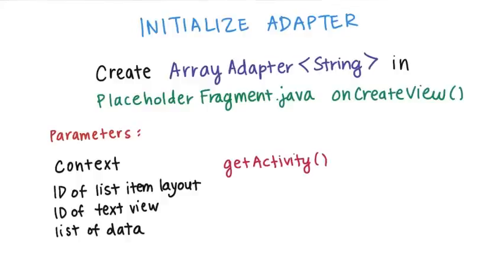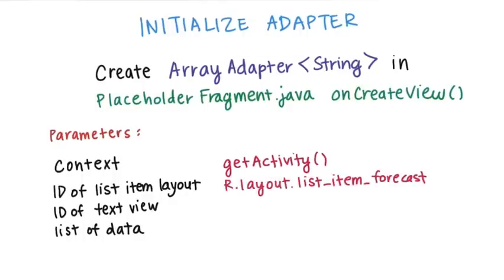Since the adapter needs to know the layout for each list item, it needs some reference to the XML layouts that we've defined. The R.java class is a generated file that creates human-readable identifiers for our resources. For the list item layout, we refer to it in code as R.layout.list_item_forecast. This was the name of the XML file that we created earlier.